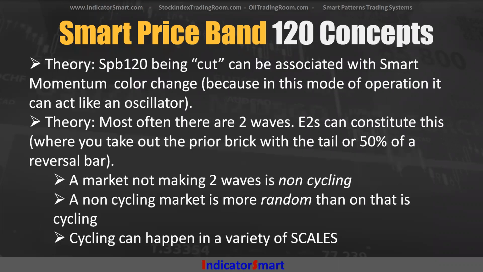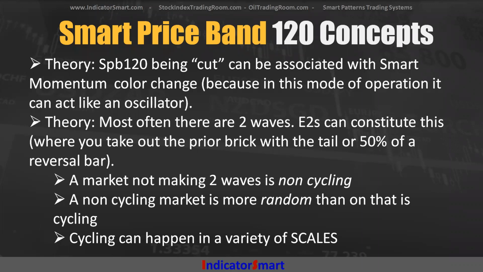So, some theory: the smart price band 120 can be associated with the smart momentum. On the charts I'm going to show you, I've taken the smart momentum off, but it can be associated with smart momentum color changes, even though the calculations are entirely different and not even related. In this mode, the smart price band can act like an oscillator.